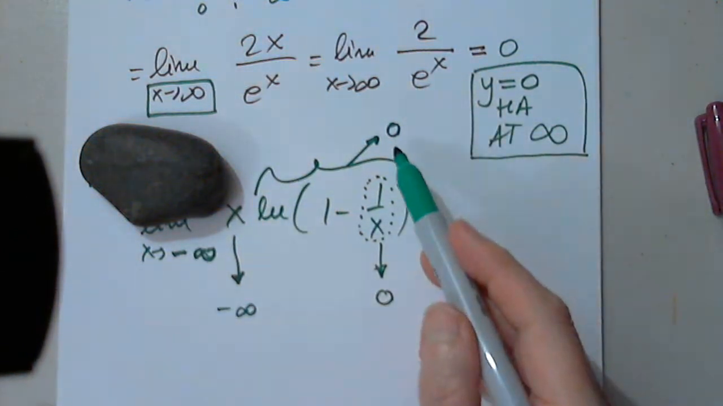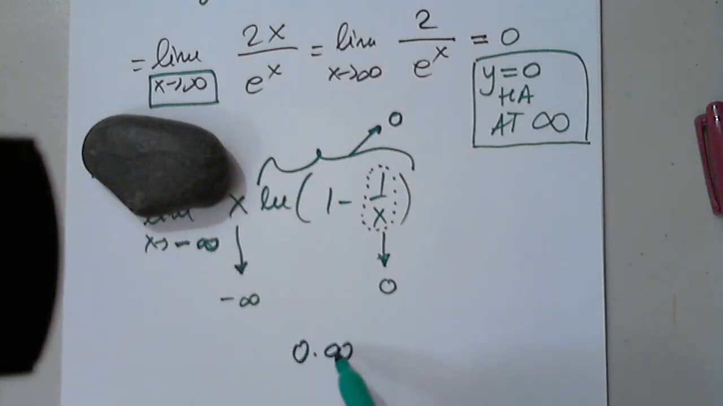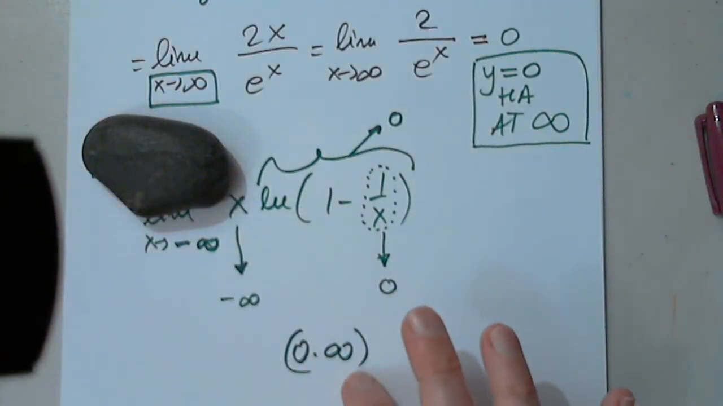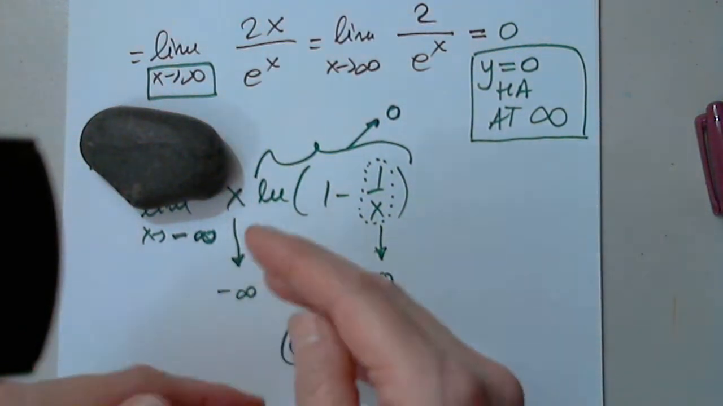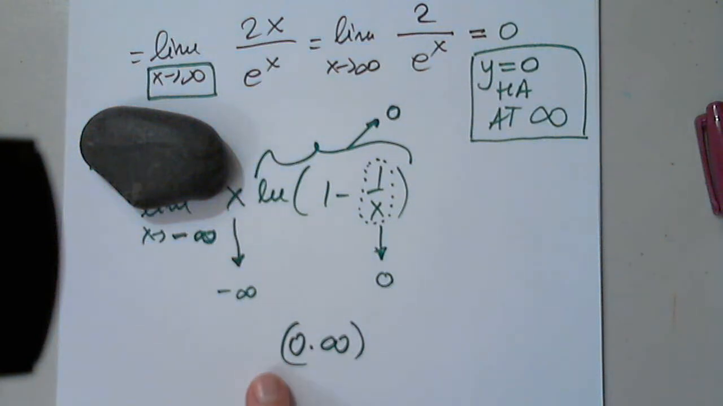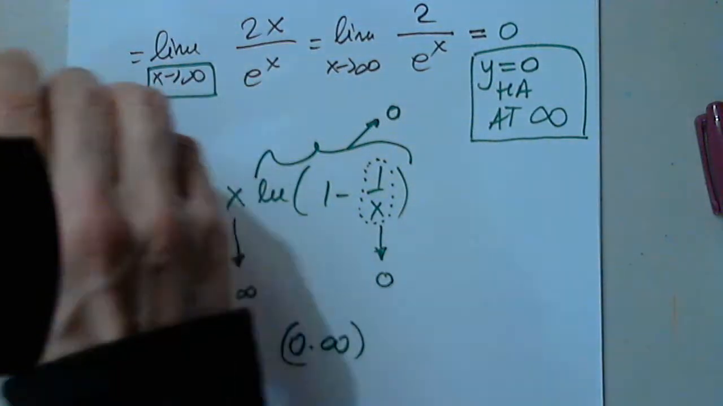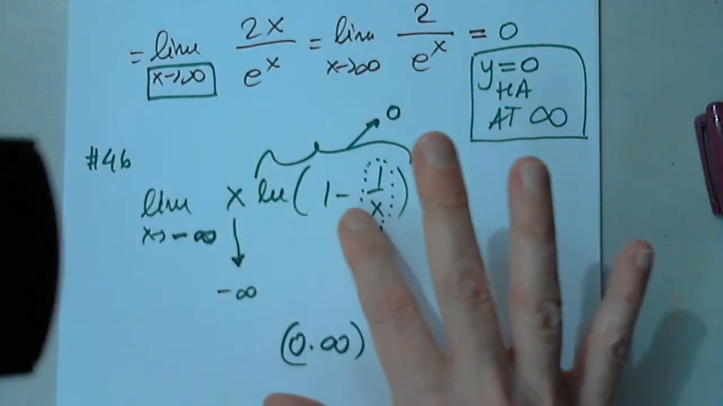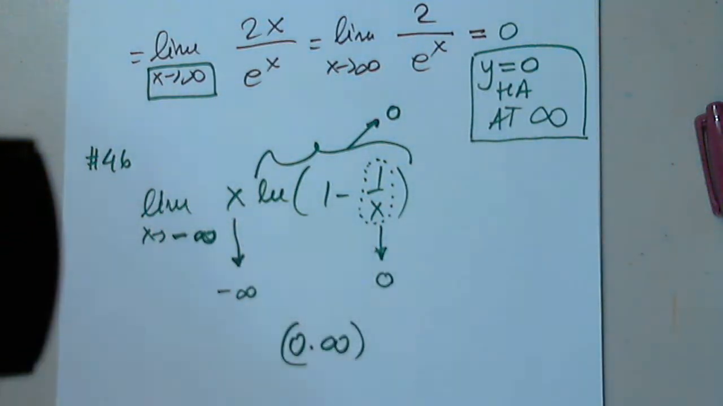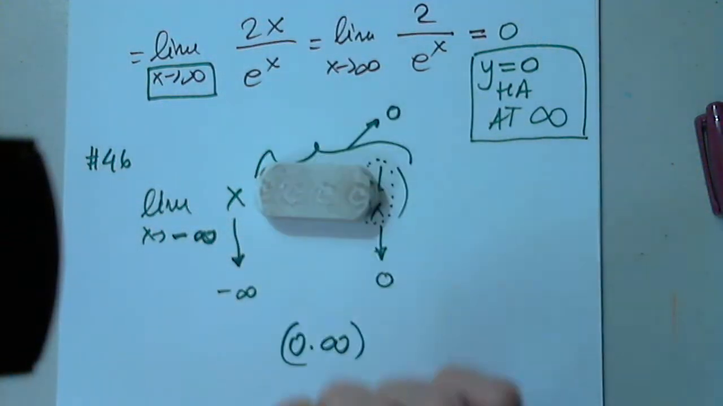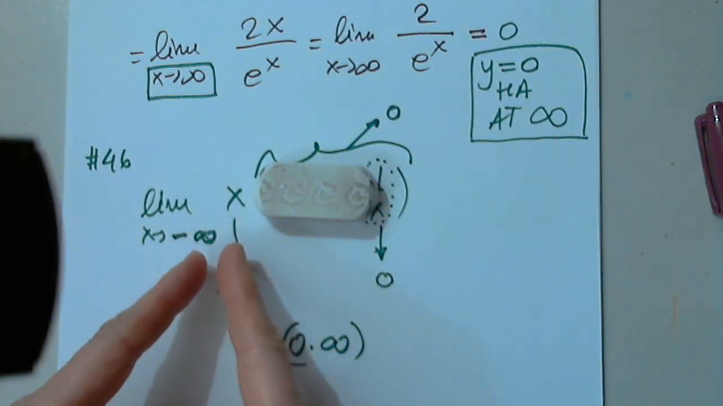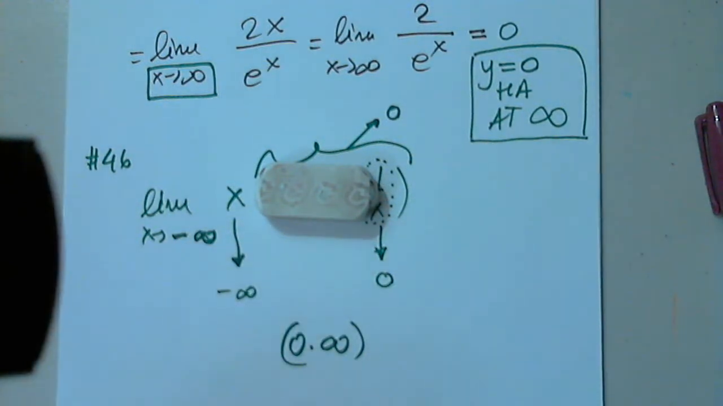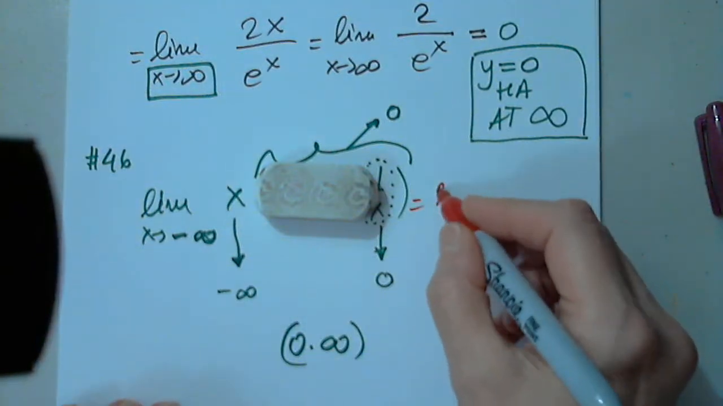Perfect. So the situation we are looking at is 0 times infinity. Remember, 0 times infinity is not a big deal as long as we manipulate the function algebraically. You cannot and you should never touch natural log. Do not try to manipulate natural log. So we have to do something about this without changing the function. So that's not a big deal.